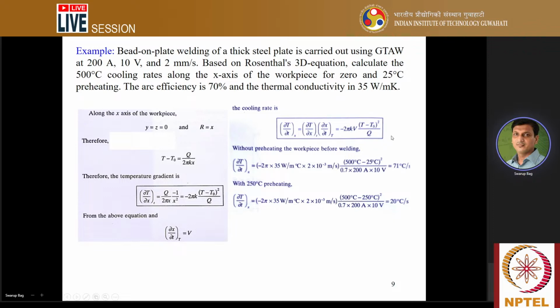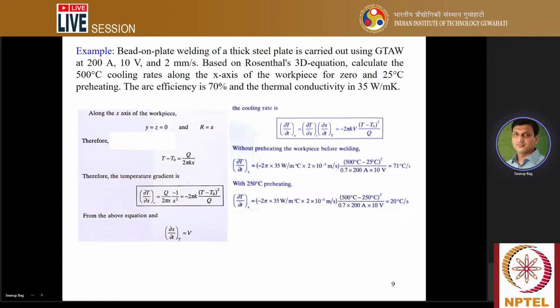(T minus T0) squared divided by Q. How to calculate the Q? 0.7 is the thermal efficiency, into ampere into voltage. Once you calculate, you'll get the cooling rate equal to 71 degree centigrade per second. Now, if it is preheating, that means the initial temperature is not the ambient temperature; the sample is preheated. Similar calculation here, 500 degrees centigrade minus 250 degrees centigrade, because this is the preheated temperature. Got it? Then we get 20 degrees centigrade per second. So we can see that if there is preheating, there is a decrement, that means the cooling rate actually decreases. So that is the solution.